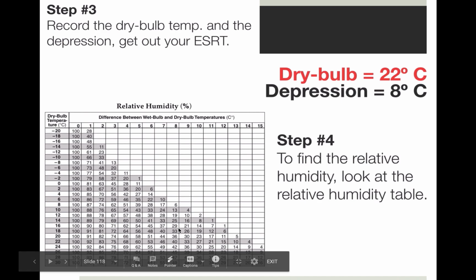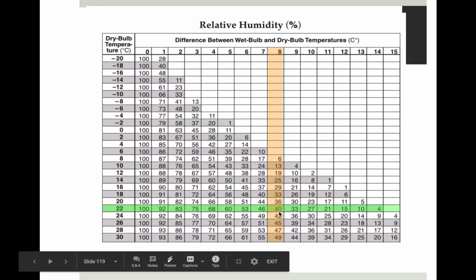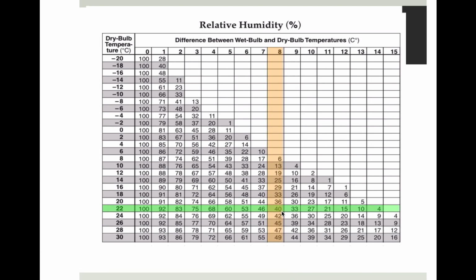Then all you do is look at your chart, and where it says dry bulb temperature, you find your number, and remember our number is 22. Where it says difference between them, whatever number you got when you subtracted, you find that, and that was 8. Then you just see where the two numbers intersect. This was 8, this is 22, so that means our relative humidity is 40%. See what I'm saying? This is very, very simple. Even if you don't remember anything I was saying, just read the chart.